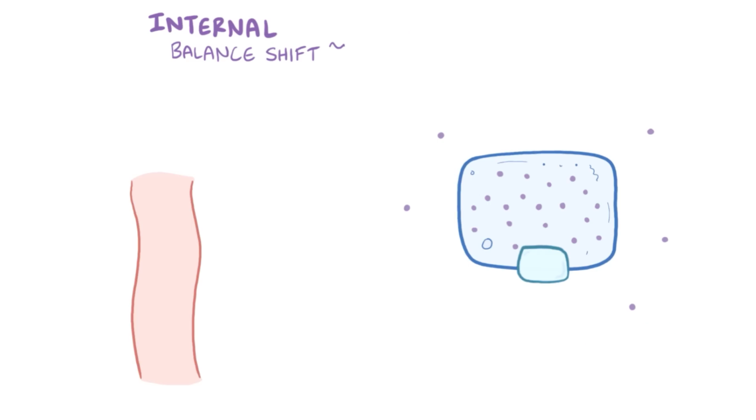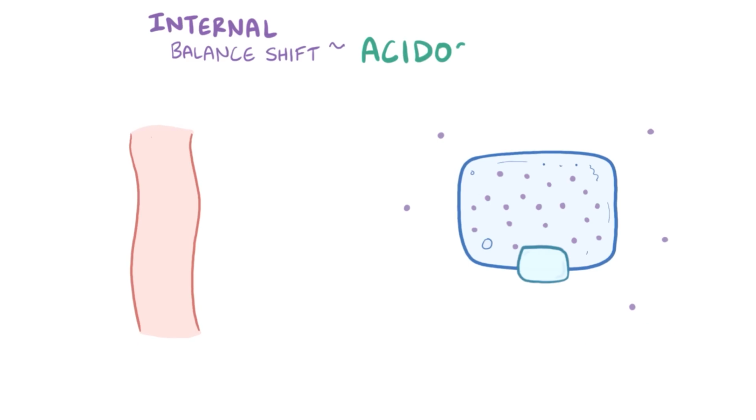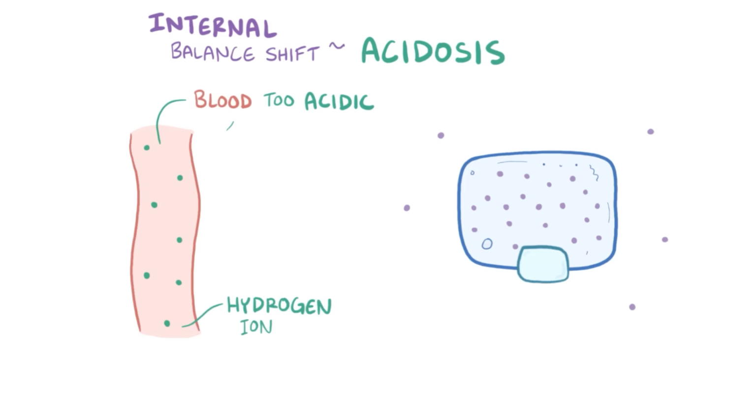Another cause of an internal potassium balance shift could be an acidosis, which is when the blood becomes too acidic. In other words, there's a higher concentration of hydrogen ions, which means a lower blood pH. One way the body can increase the blood pH is by moving hydrogen ions out of the blood and into cells. To accomplish this, cells use a complex series of multiple ion channels, exchangers, and pumps to exchange hydrogen ions for potassium ions across the cell membrane.